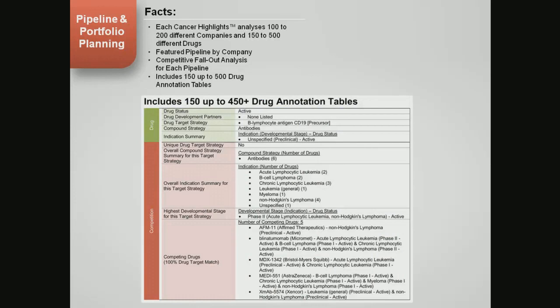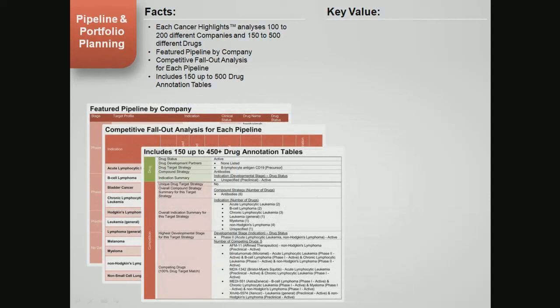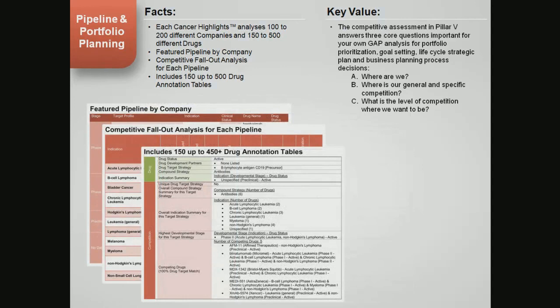The key value of Pillar 5 is that, firstly, its competitive assessment answers 3 core questions important for your own gap analysis for portfolio prioritization and business planning process decisions. A, where are we? B, where is our general and specific competition? And C, what is the level of competition where we want to be? And secondly, all drugs included are annotated according not only to the organization's R&D, but also taking into account competitor drugs sharing the same target strategy.